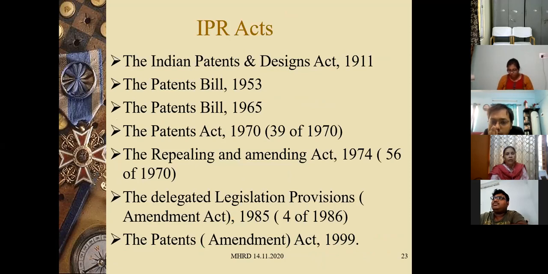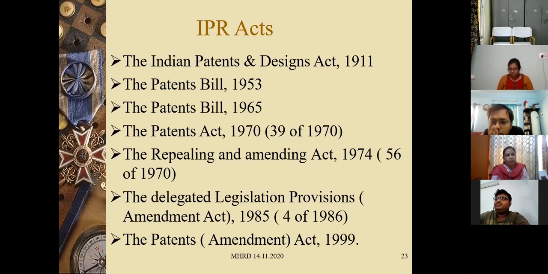So what has India done in this regard? We have got many acts. Now you need an act for it. So you have the Indian Patents and Designs Act, which came into being as early as 1911, and then the Patents Bill was passed in 1953, which was improvised again in 1965. Then the Patents Act was introduced in 1970. Then you have a Repealing and Amending Act.